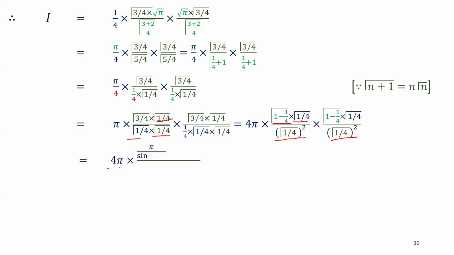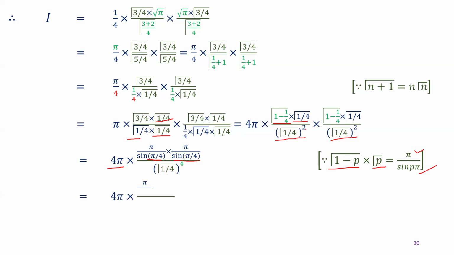which is equal to 4 pi. And we know the formula: gamma 1 minus p into gamma p is equal to pi upon sine p pi. Therefore, it is pi upon sine pi by 4 into pi upon sine pi by 4. And this gamma 1 by 4 whole square into whole square will become 1 by 4. This is pi, and sine pi by 4 is 1 upon root 2.